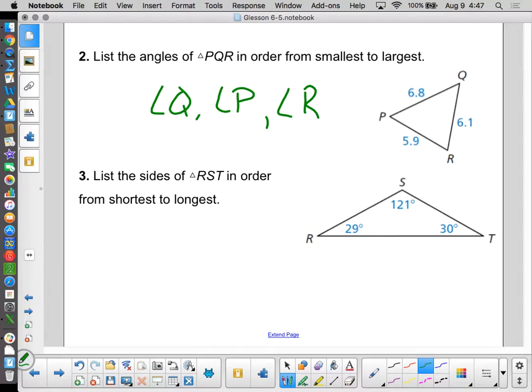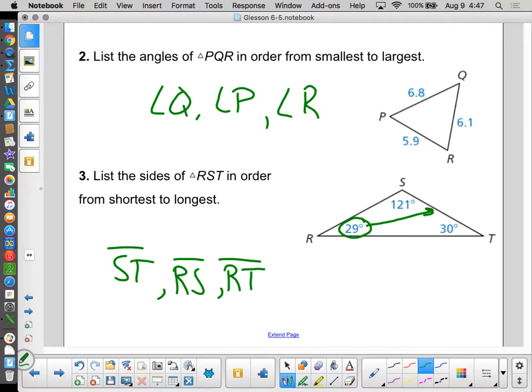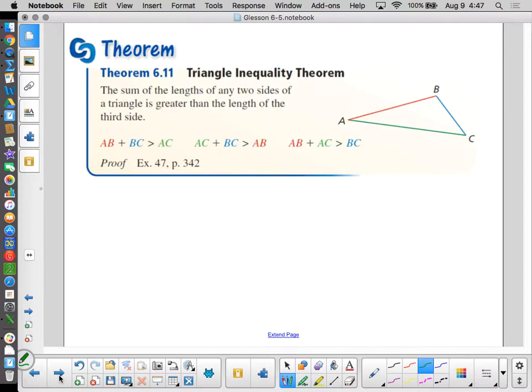Same thing with the sides here, from shortest to longest. The longest side is obviously RT. The shortest side is going to be opposite the 29-degree angle. That's ST. And the middle side, therefore, is RS. That's how we do it. Not a lot of equations, no distance formulas, no coordinate plane. It's just working like that.